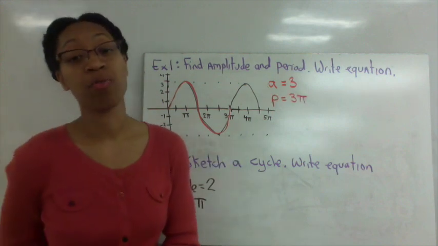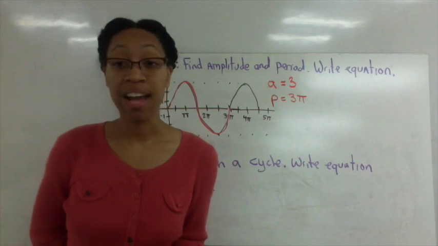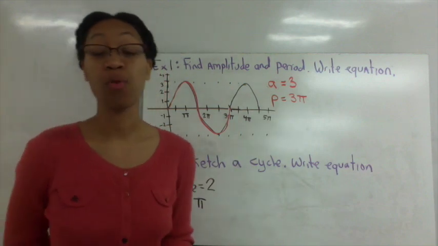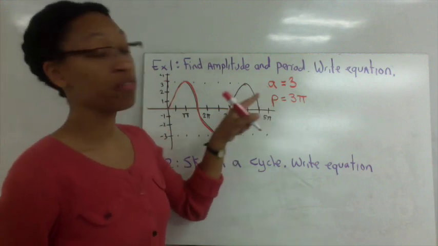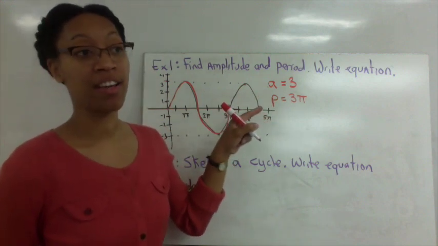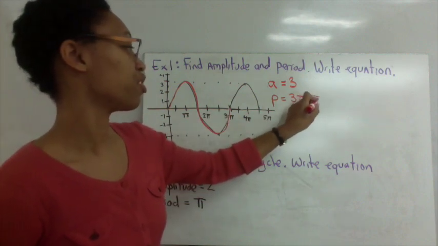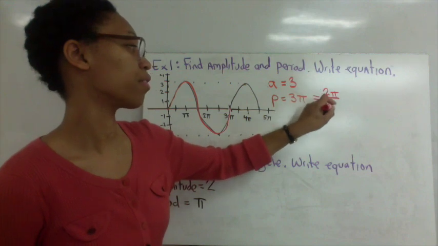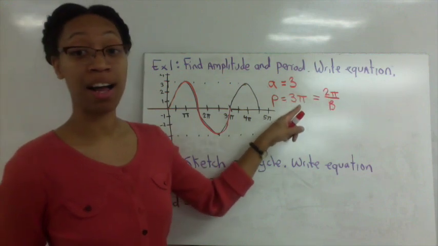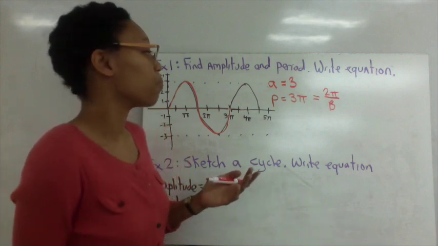Now I'm going to try to write an equation to go with this. In order to write the equation, I need to use my period and work backwards to find b. I know that the equation for period is 2 pi over b. Well, if 3 pi equals 2 pi over b, then what does b equal?